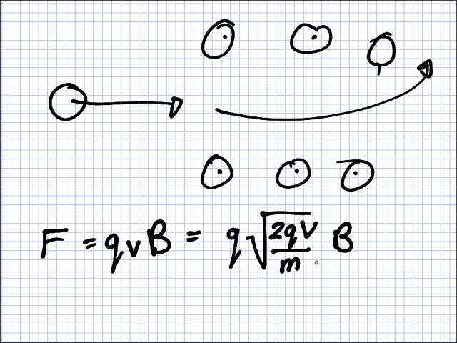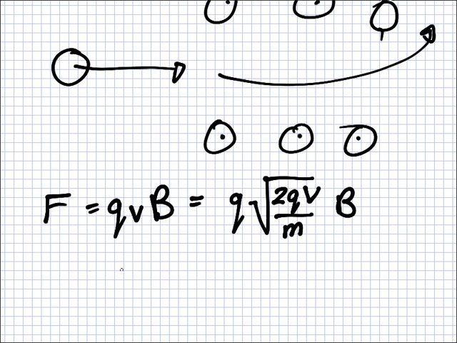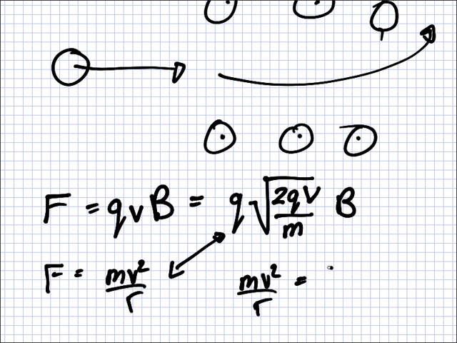Yeah? So I actually want you to find the radius. So now we need to use the other formula, F equals mv squared over r. So you can make these equal. So now you get mv squared over r equals q times the square root of 2qV over m, times B. And I'm looking for the radius, so I'm going to have to rearrange this now.